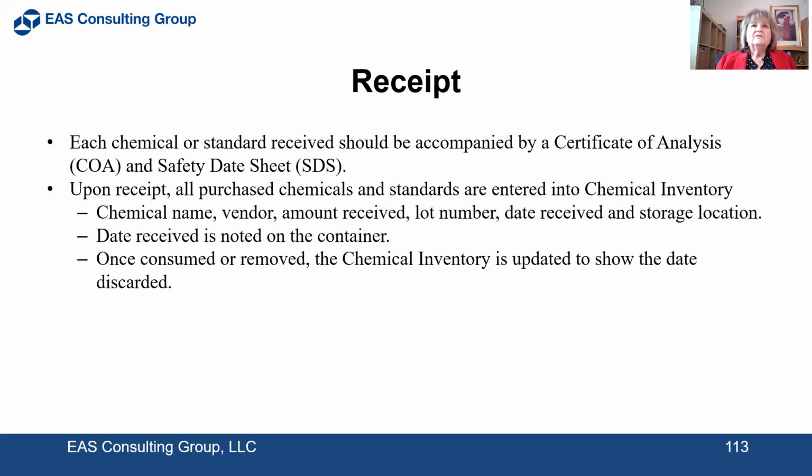Each chemical or standard received should be accompanied by a C of A and a safety data sheet. Upon receipt, all purchased chemicals and standards are entered into a chemical inventory. So you're going to have your chemical name, the vendor, the amount received, a lot number, the date received, and the storage location. Your date received is noted on the container, usually just with a Sharpie on the label directly. Once consumed or removed, the chemical inventory is updated to show the date discarded.